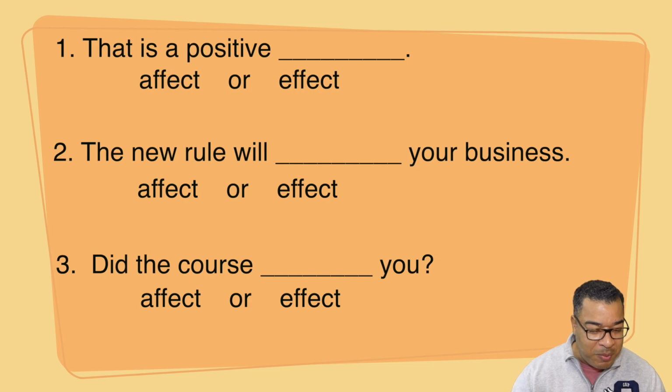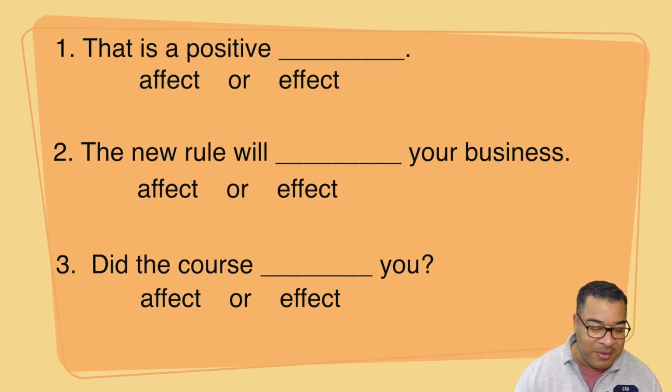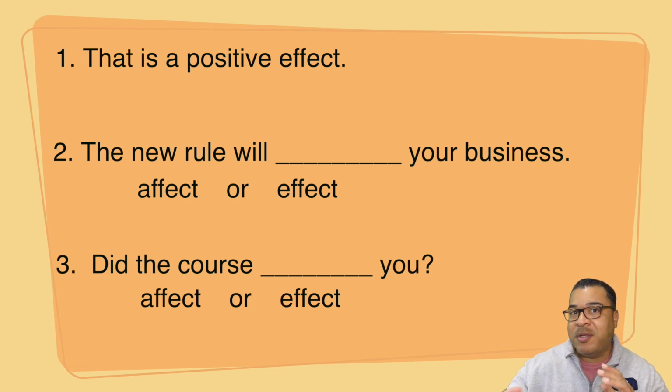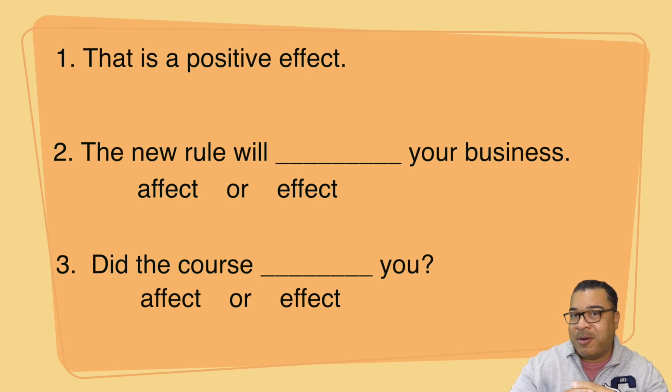So number one, that is a positive effect. Is it affect or effect? If you said effect, you are right. Again, we're talking about a noun and we're talking about the result of something. So that is a positive result. Now remember, if you can switch result with effect, it will go together because that is a noun, okay? Nothing changed here. We're just talking about the outcome of something, the consequence of something, the result of something.